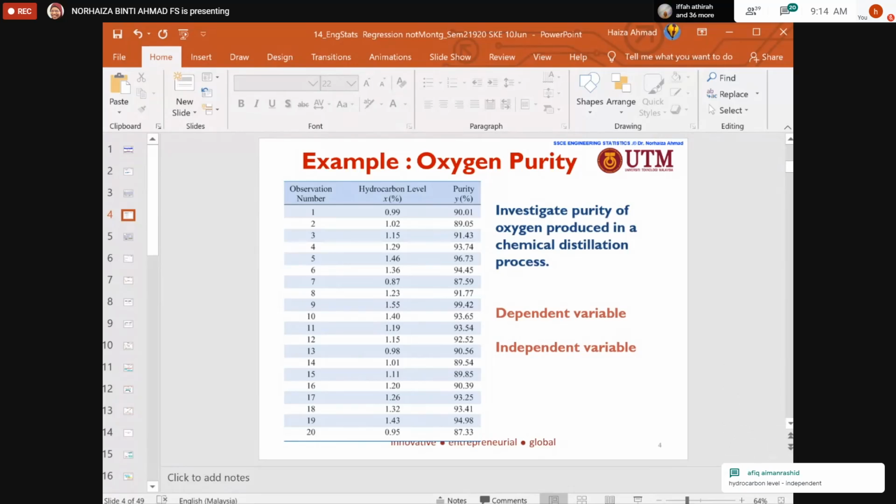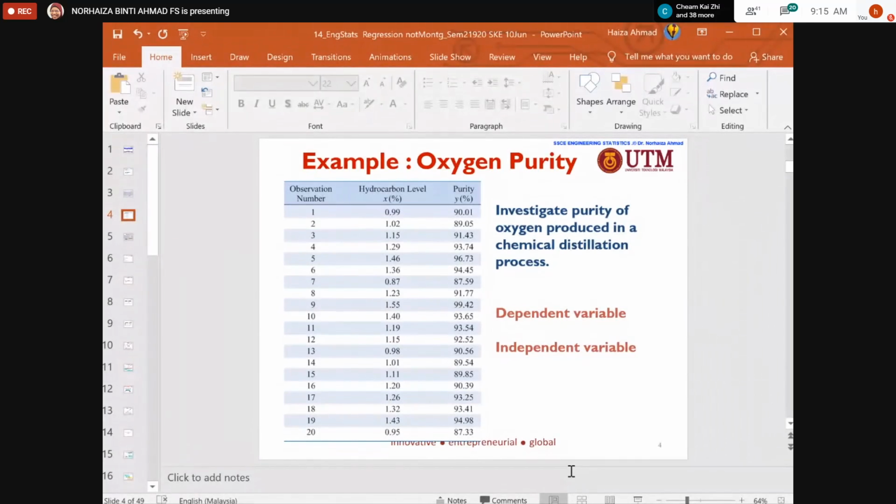Because we want to know what the purity of oxygen is in a chemical distillation process. If you're a chemical engineer, perhaps you would know for sure which one is hydrocarbon and purity, but in this case, you can have a good guess on which one is your independent and which one is your dependent variable. In most cases, when you're an engineer, you're the one who will design the experiment. So you will know in practice which one is the independent variable and which one is the dependent variable.